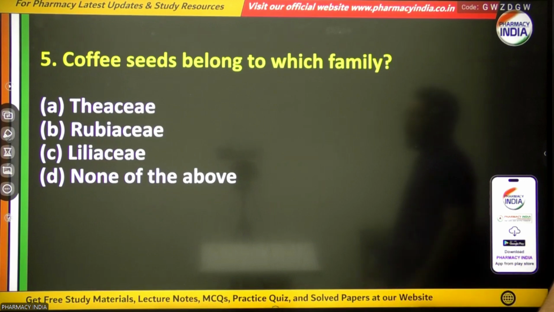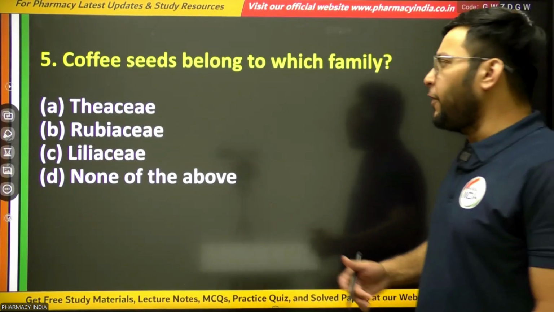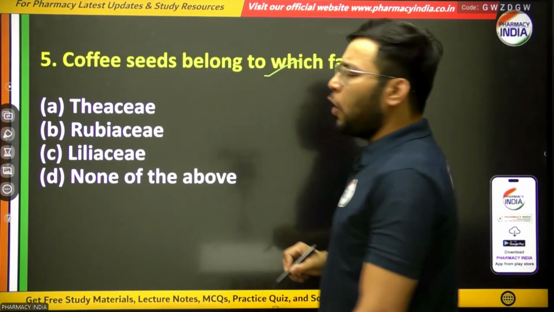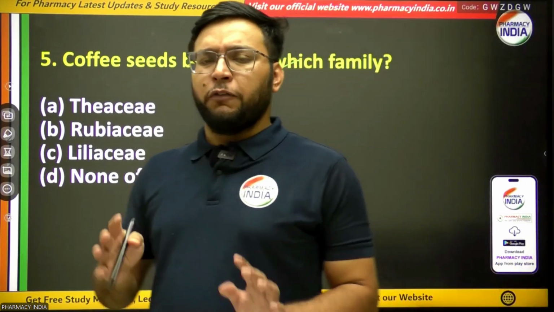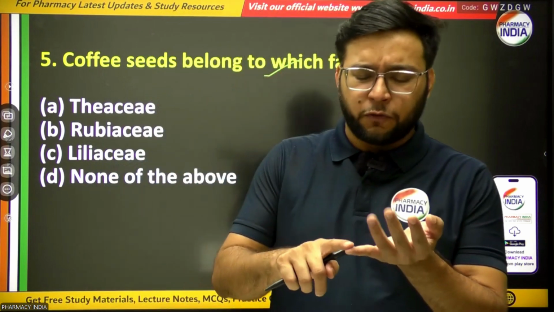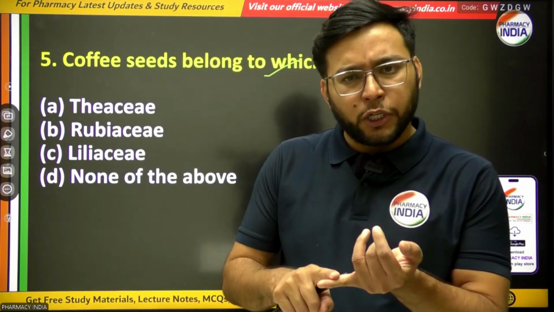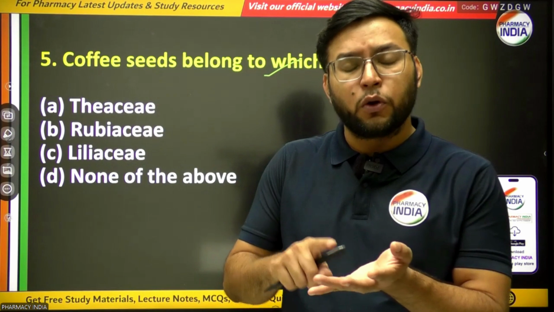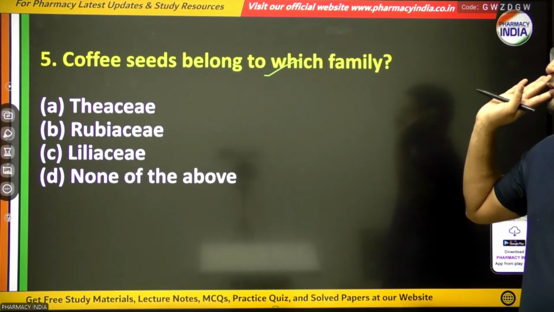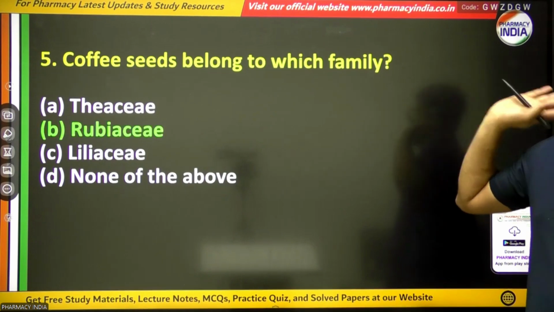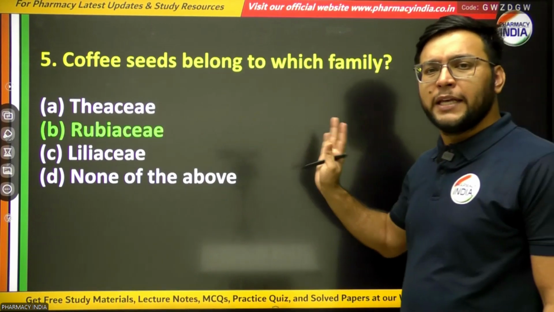Now the next point is coffee. Coffee seeds belong to which family? Directly we will get a question from the pharmacognosy part, on synonym, biological source, chemical constituent, or the family. So here the question is asked about the coffee family. The answer is Rubiaceae. Coffee belongs to the Rubiaceae family.